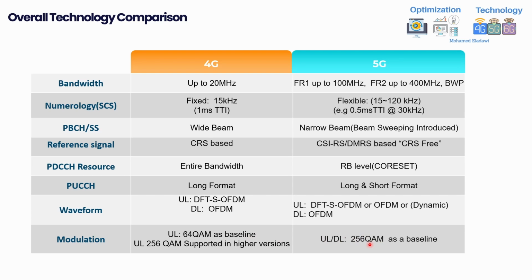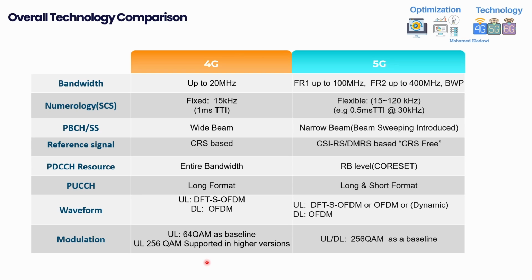One of the points which I didn't highlight here is related to data channel coding. In data channel coding, 4G was using turbo coding, while 5G is using LDPC. LDPC can offer reduced power consumption, and it can also improve the coding and modulation.